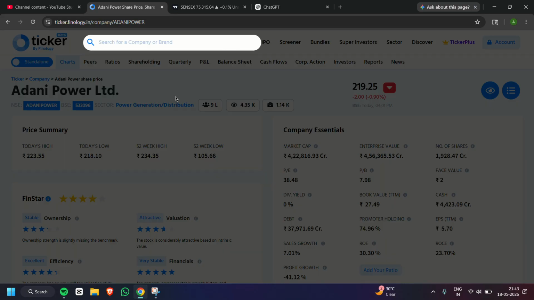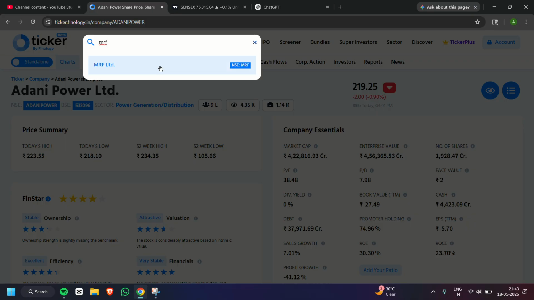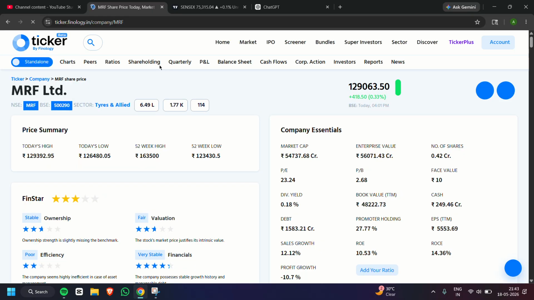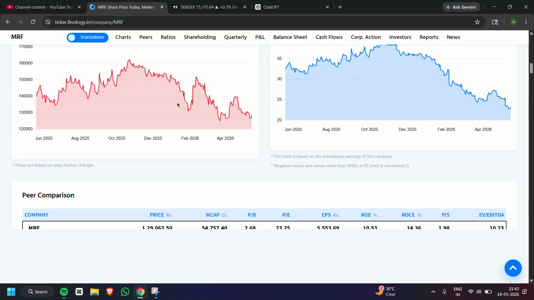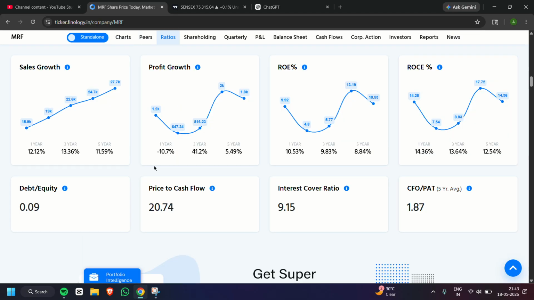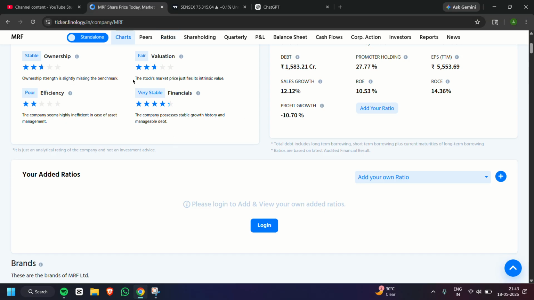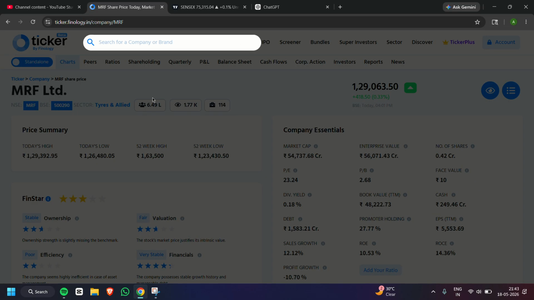If you take another example, if I give you the example of MRF, which is Madras Rubber Factory, which is India's largest tire brand, you can say its price to cash flow ratio is 20.74. What does that mean? You have to pay 20.74 rupees to earn 1 rupee from that company. Very good.